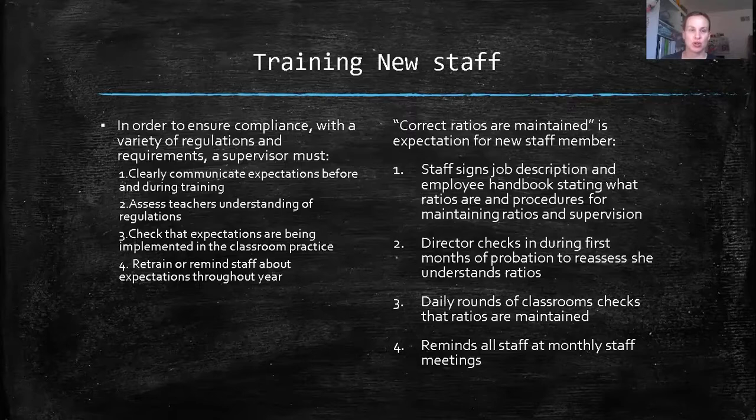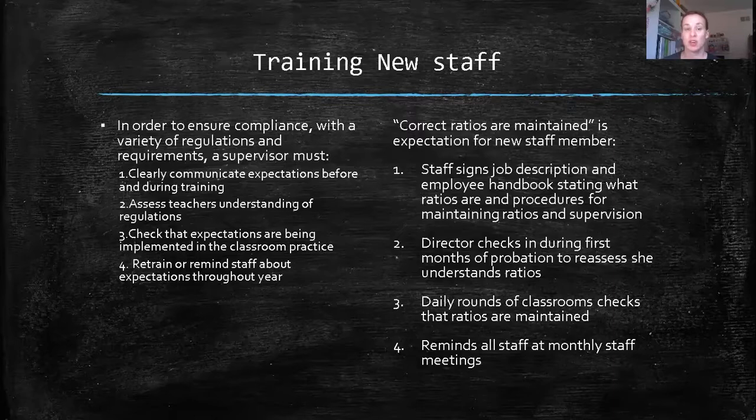So in order to ensure compliance with a variety of regulations and requirements, a supervisor needs to clearly communicate expectations before and then during training. So what is our ratio here? This is how we break. This is when you can go to the bathroom. This is where you eat your lunch.